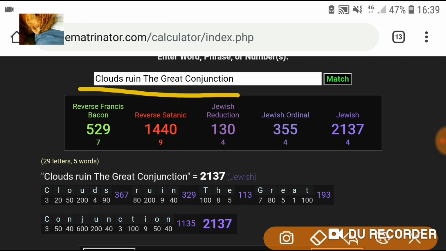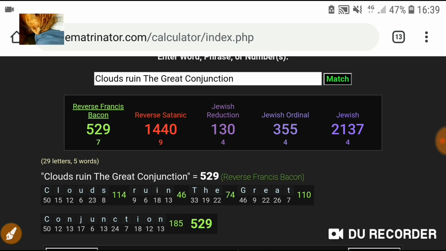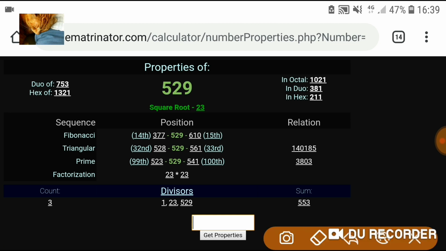On that, it's 529. I'm just going to leave you with that one for pondering, because it's 23 squared. We've just seen 322. Got 23 times 23 now. It's the ninth prime as well, remember, 23.